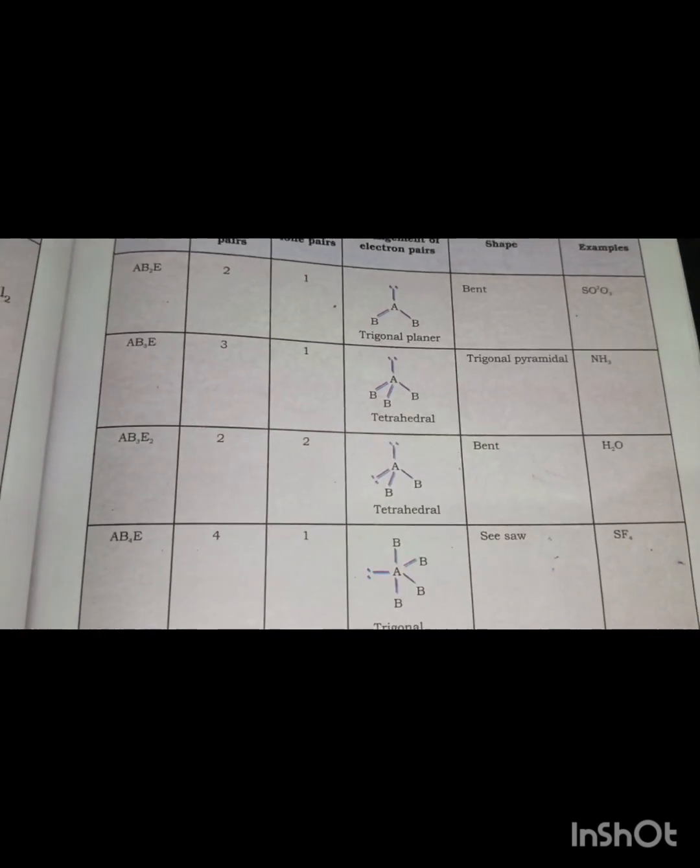Now we have discussed the case where there are 0 lone pairs. Now we are discussing the case where the central atom has one or more lone pairs. So let's discuss. The geometry remains the same, but the shape of the molecule will be changed because of the presence of lone pair, right? So let's discuss one by one.